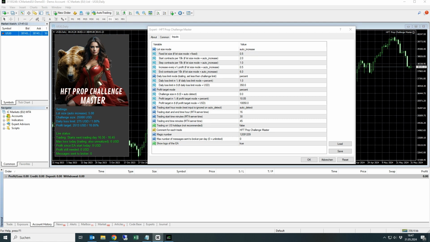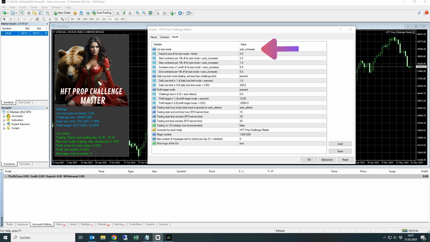The default settings are chosen in a way that they should work with all supported prop trading firms on US 30. Only if you need to reach less than a 10% profit target should you lower the profit target. Besides that, I always use the default settings when I try to pass a prop trading challenge. But in case you want to change some settings, I will now explain them.